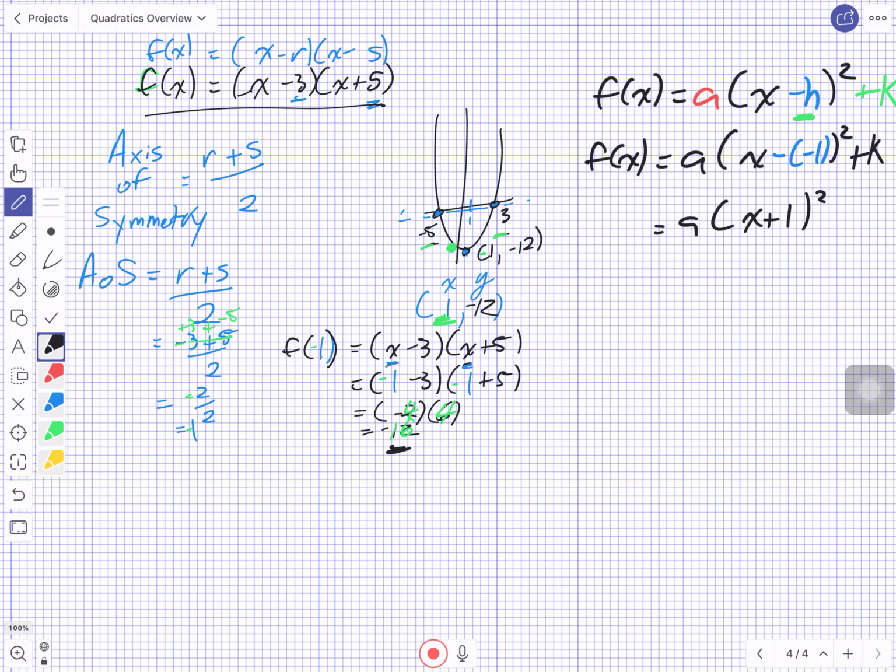The y value is -16. We're just going to replace k with -16. The only thing we're missing still is our a. Do you remember what our a value was before? 1. So it's going to be 1 again. Okay, so (x + 1) squared minus 16. This should be the vertex form of our quadratic.